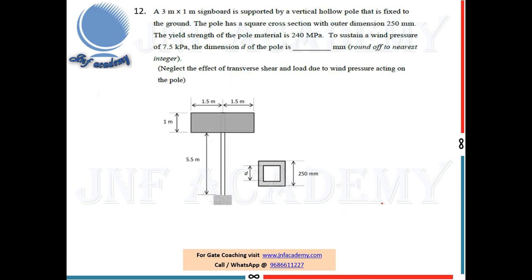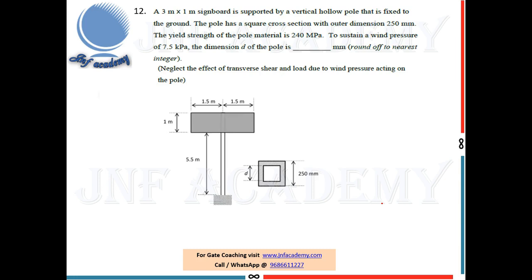Then next, a 3x1 signboard is supported by a vertical hollow pole that is fixed to the ground. The pole has a square cross section with outer dimension 250 mm. The yield strength of the pole material is 240 megapascal. To sustain a wind pressure of 7.5 kilopascal, the dimension d of the pole is how much mm? Neglect the effect of transverse shear load due to wind pressure acting on the pole.